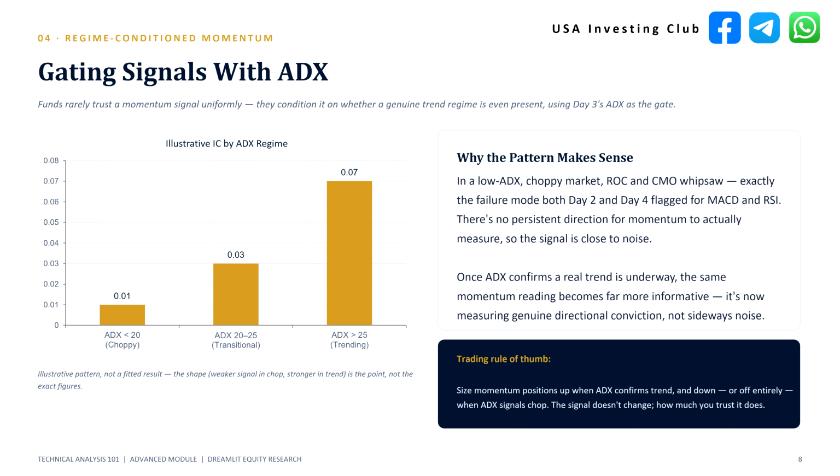Why does the pattern make sense? In a low ADX, choppy market, ROC and CMO whipsaw. Exactly the failure mode both day 2 and today flag for MACD and RSI. There's no persistent direction for momentum to actually measure, so the signal sits close to noise. Once ADX confirms a real trend is underway, that same momentum reading becomes measurably more informative, as the IC numbers just showed. The trading rule of thumb that falls out of this: size momentum positions up when ADX confirms a trend, and down or off entirely when ADX signals chop. The signal itself doesn't change. How much you trust it does.